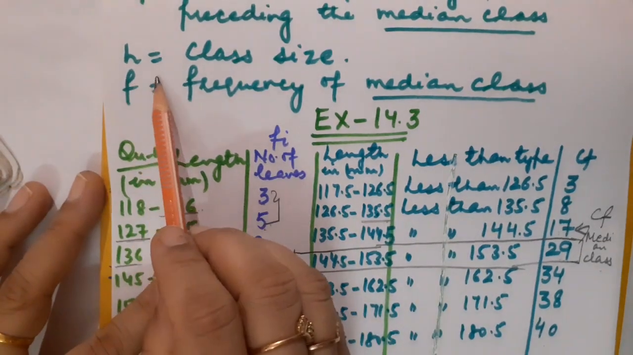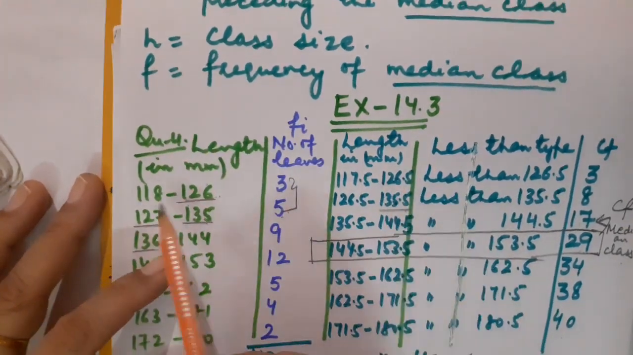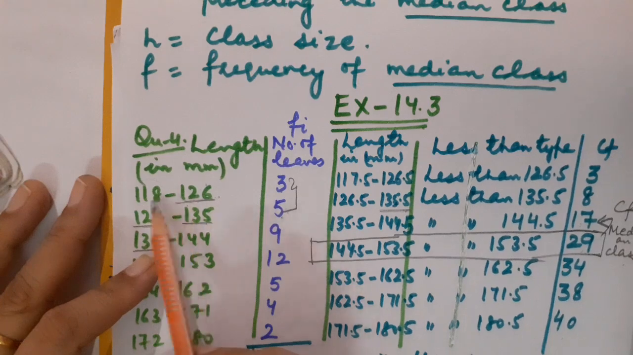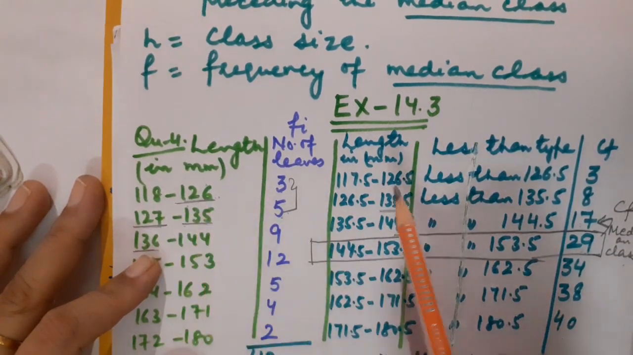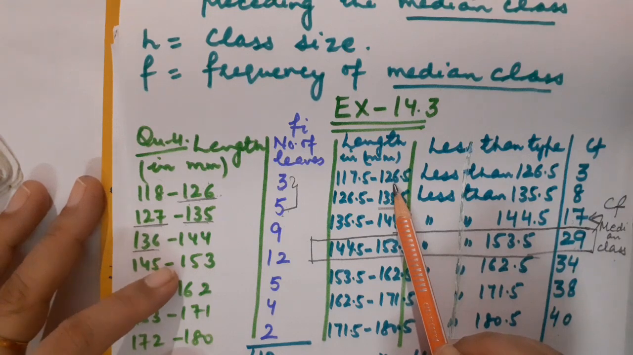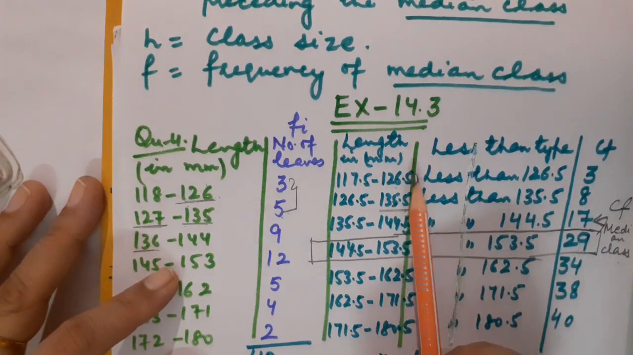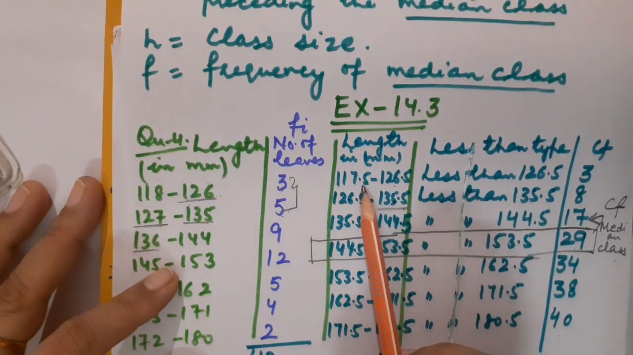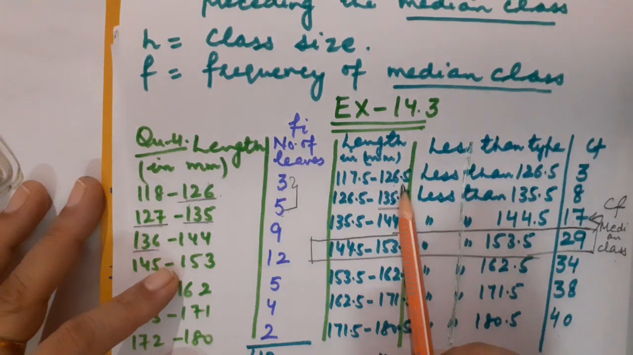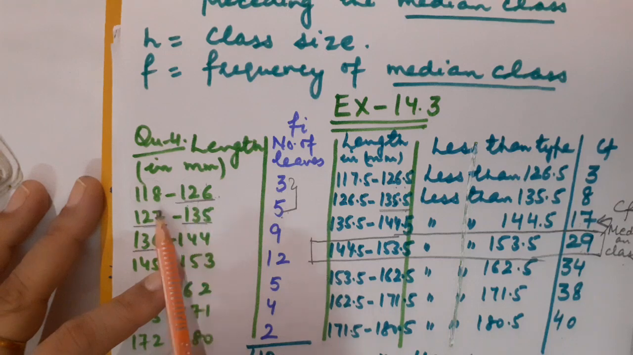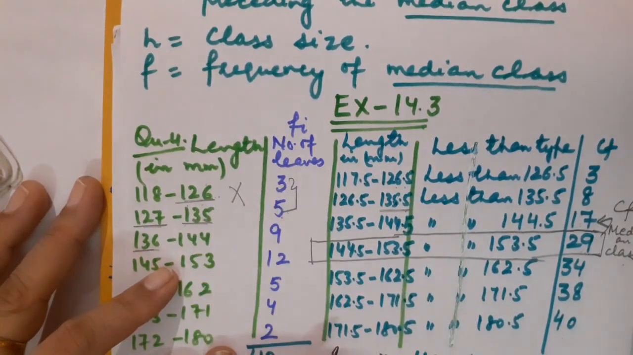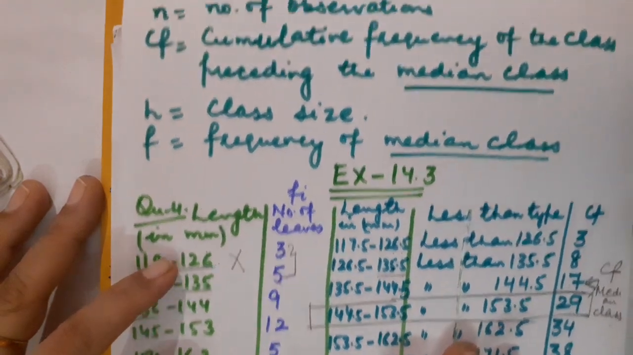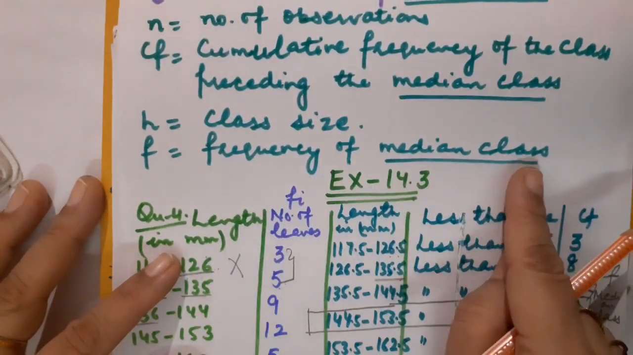H means the class size. Now you are not supposed to take the difference between these two limits, meaning this class interval. You have to take the continuous data class interval. So when I subtracted 117.5 from 126.5, I got H as 9. Here you would get H as 8, but the data was discontinuous, so we are not supposed to take this. Got it? And the next is the frequency of the median class.